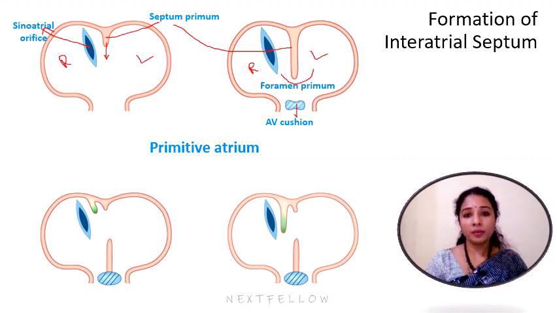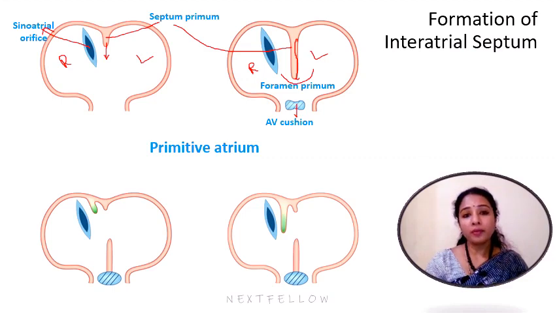So septum primum starts developing from the roof of the primitive atrial chamber, a little to the left of the opening of sinus venosus. We can see the opening of sinus venosus, which is crescentic in shape, present in an oblique plane, not straight, and it grows downwards towards the septum intermedium, also called the AV cushion or AV septum.